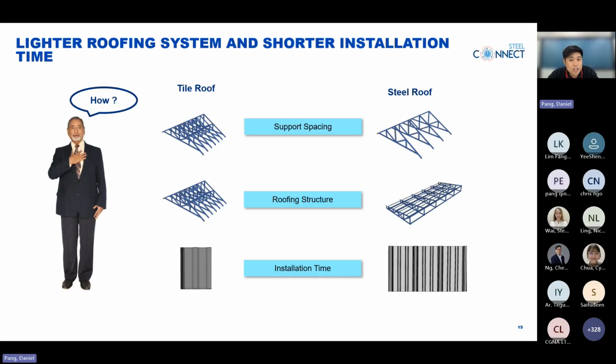Lastly, on the installation time, tiles have higher installation time, as generally tiles are around 300 mm per length, whereas steel roofs are significantly faster as the width and length are much bigger. So in short, steel roofing allows wider support spacing, lighter structure, and much faster installation. And that directly translates into lower structural costs, lower labor dependency, and also a shorter construction timeline.